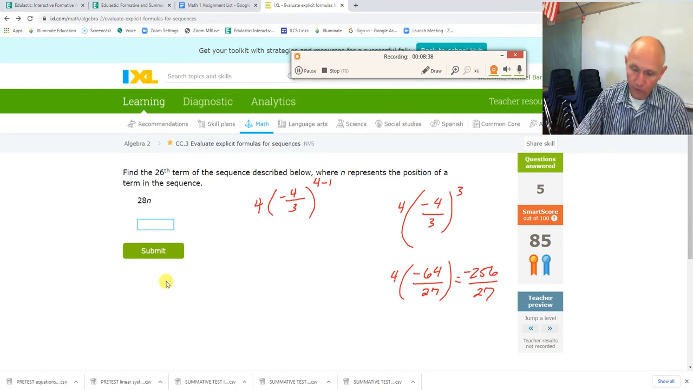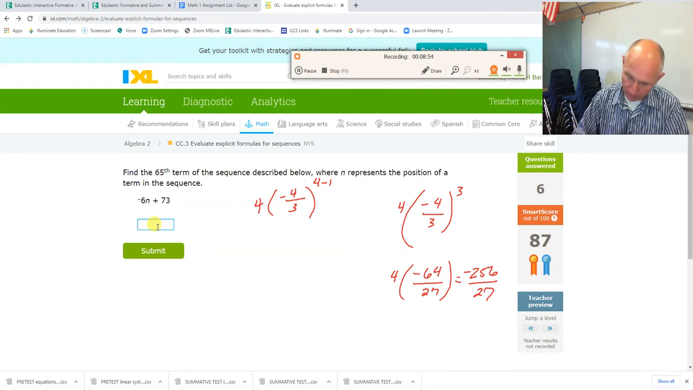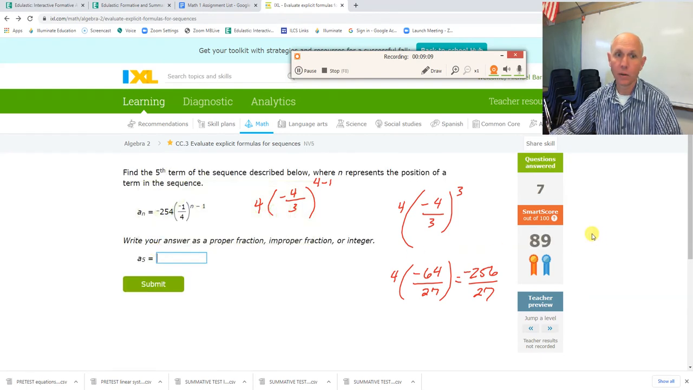Okay, this one just plug in a 26, so 28 times 26 takes me to 728. So negative 6 times 65 plus 73, negative 317. Am I in the challenge zone? And now we're back to one of these crazy problems. I'll do this one.